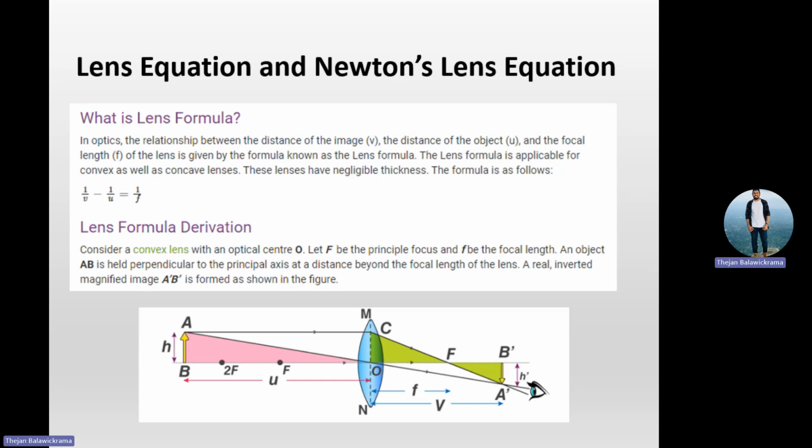Now see, consider a convex lens with an optical center O, F the principal focus, and f the focal length. An object AB is held perpendicular to the principal axis at a distance beyond the focal length of the lens. A real, inverted, magnified image A'B' is formed as in the figure. Right? So, draw this.